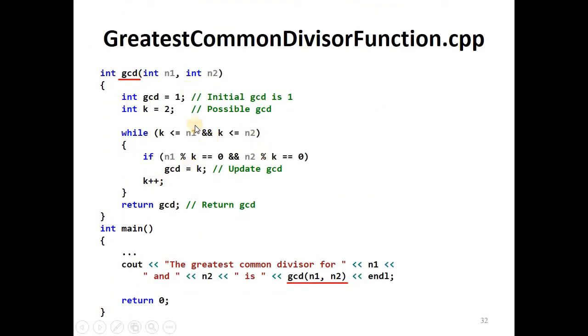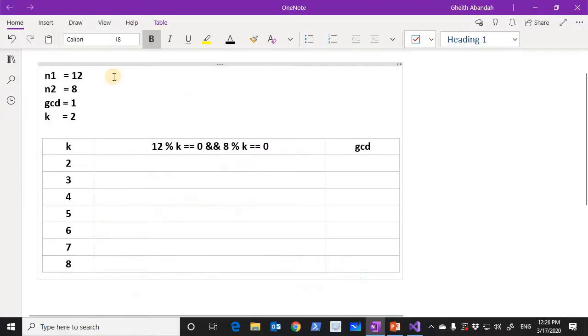This program is made of these two functions. The main function gets the two numbers and calls GCD and passes the two arguments n1 and n2. GCD finds the greatest common divisor and returns the GCD. I use this table to explain how the program works.